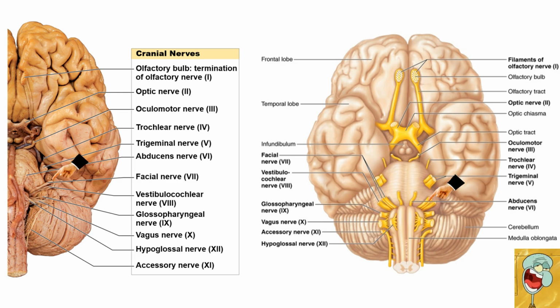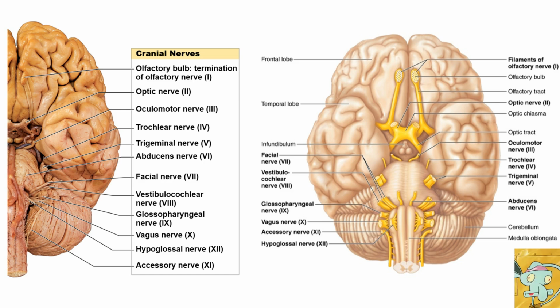Cranial nerve 7, the facial nerve. Located at the pontine medullary junction, it controls facial expression and taste. Cranial nerve 8, the vestibulocochlear nerve. Located lateral to the facial nerve at the junction of the pons and medulla, it is sensory for hearing and balance.